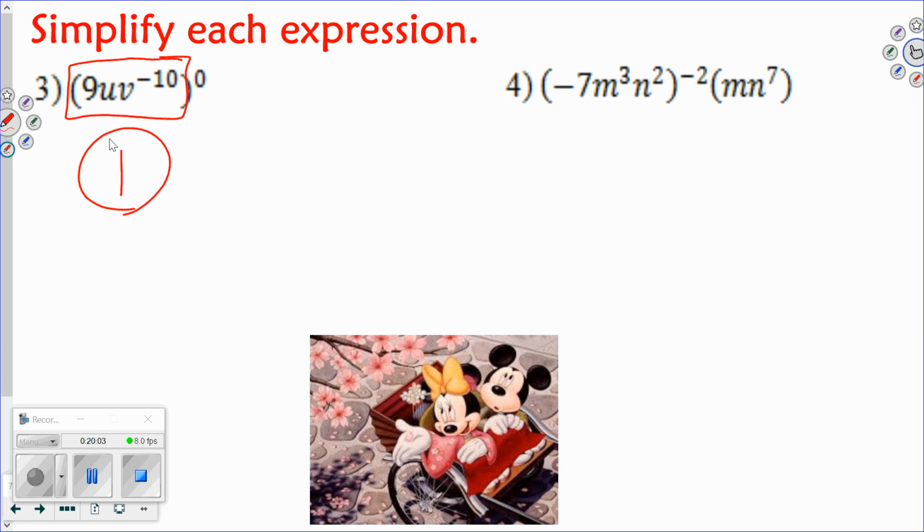All right, number 4. Ooh, there are 2 sets of parentheses. Should your first instinct still be to distribute? Yeah. So does that -2 distribute to everything? Just the first parenthesis, right? It's only attached to this part right here. All right, so we're going to distribute.